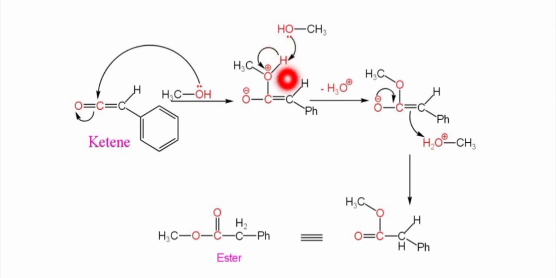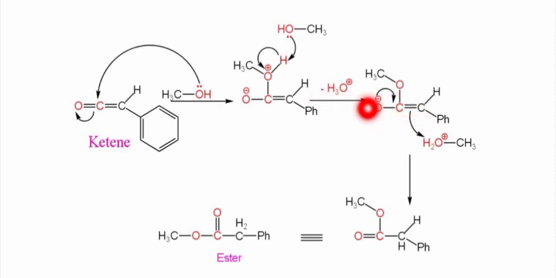CH3OH will take a proton from here, and the positive charge on oxygen gets neutralized. I have mistakenly written H3O+ here. H3O+ will not be removed, because we use alcohol for deprotonation. So what will we remove? This CH3OH2+, which we have used in this step for protonation of our carbon, like in the last example we used H3O+.